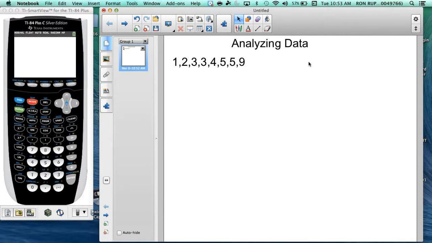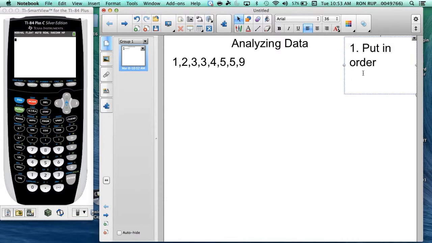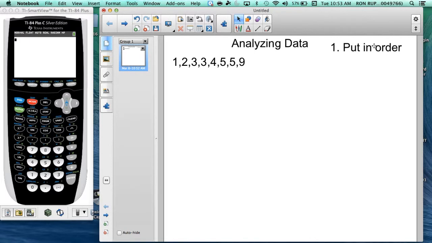want to put them in order. That's always step one. So I guess I can write that over here. Step one, put in order.